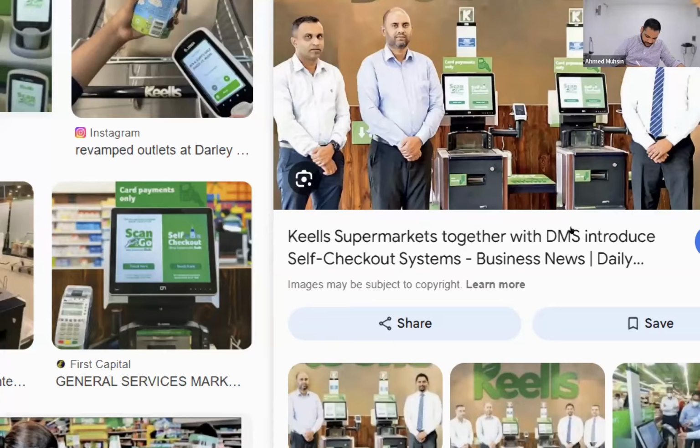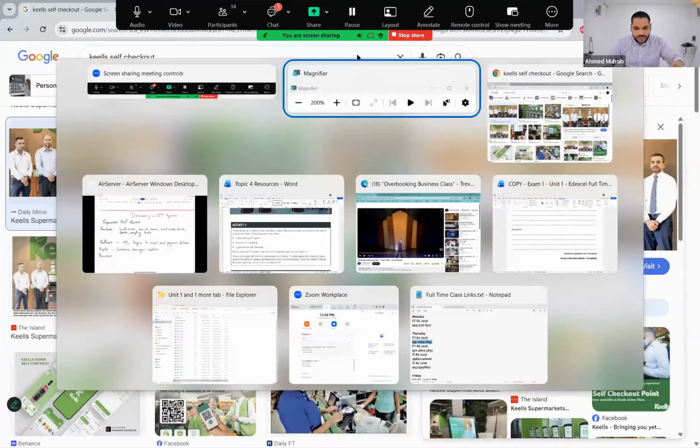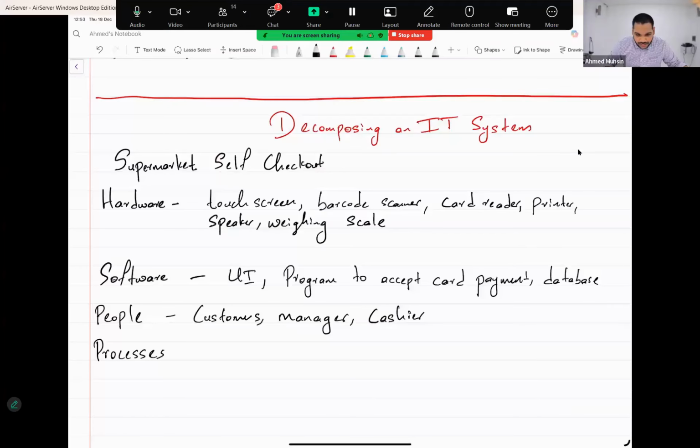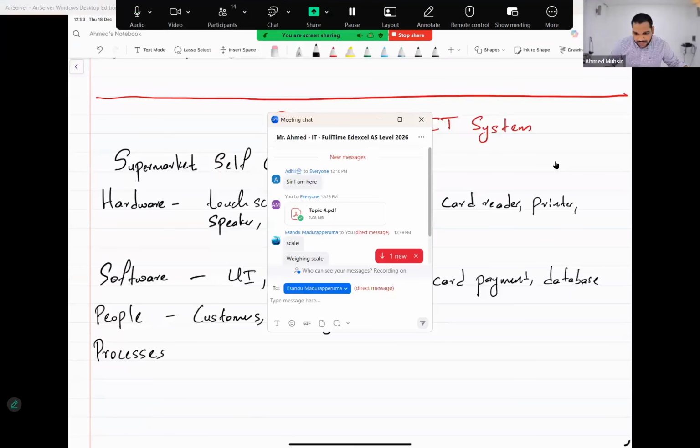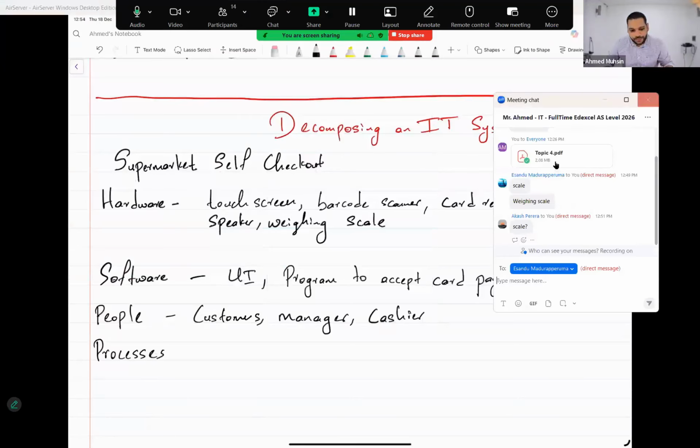All right, what are your processes? Why am I not showing you all this? Guys online, I'm sorry, I haven't been seeing your messages. Esandu, very nice, rank scale, all that. Yes, Akash, I didn't see, I was zoomed in now.